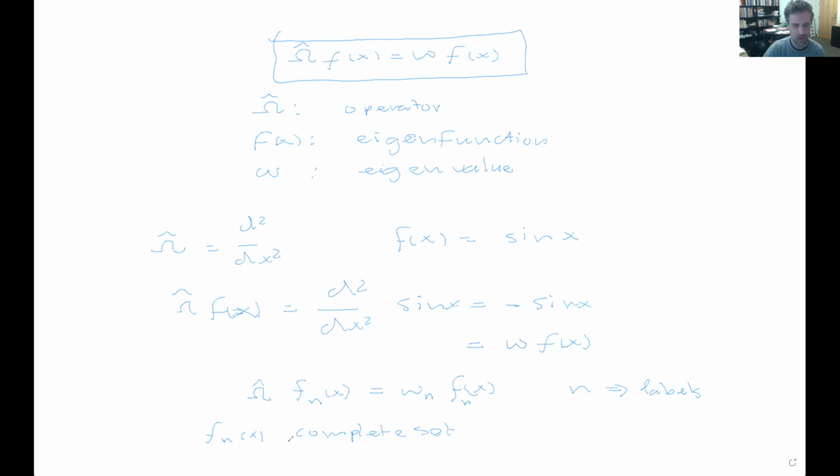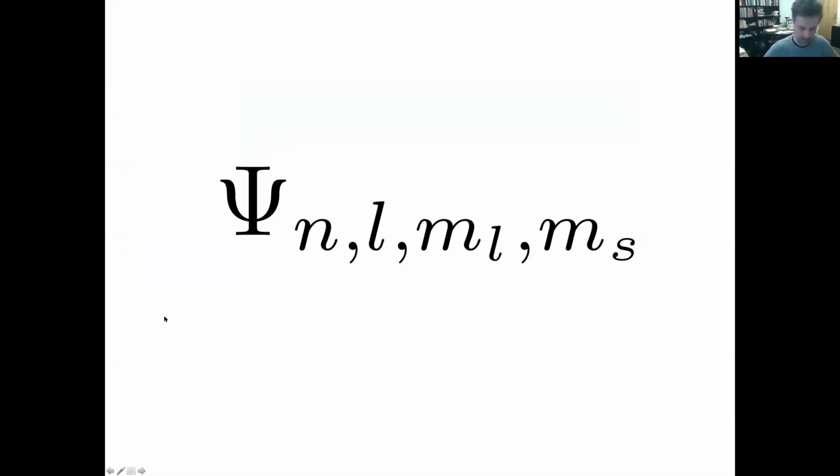So what I'm trying to show you next is some very general properties of complete sets of eigenfunctions. Let's go back here. Can you guys see my wave function again? Yeah? Okay, great.